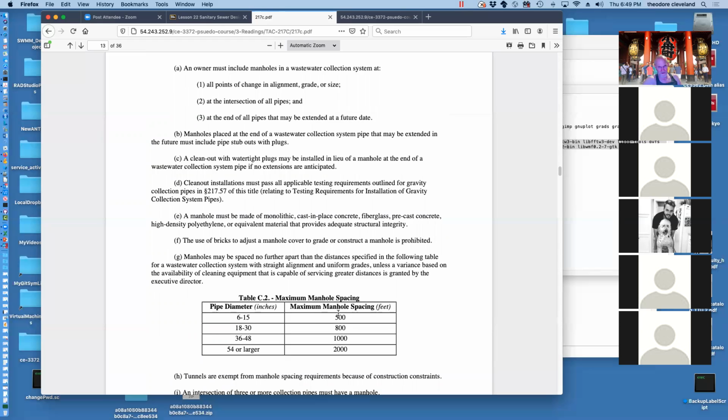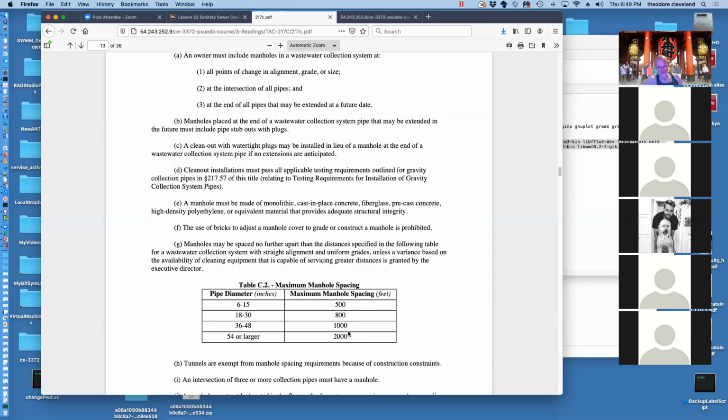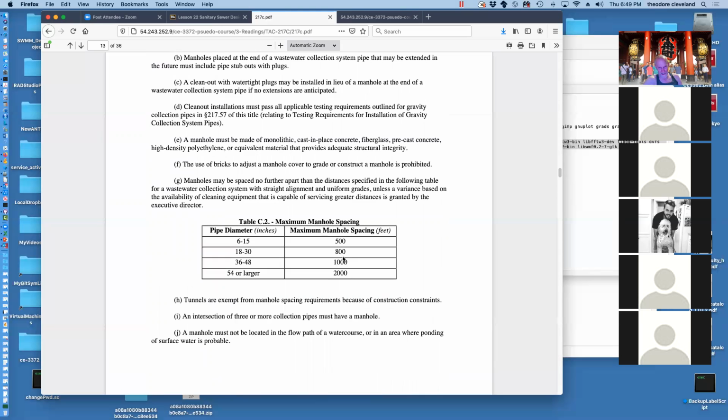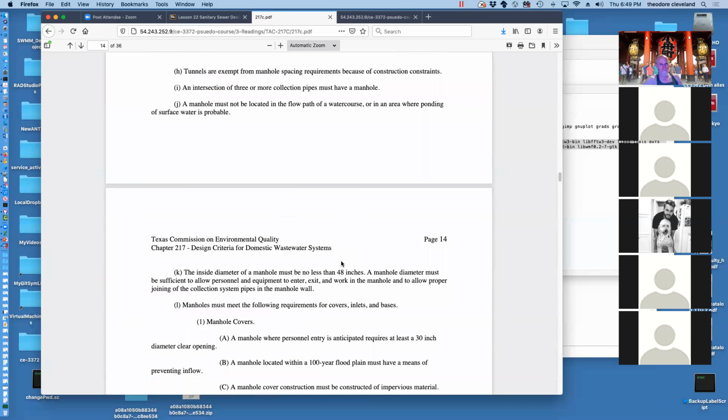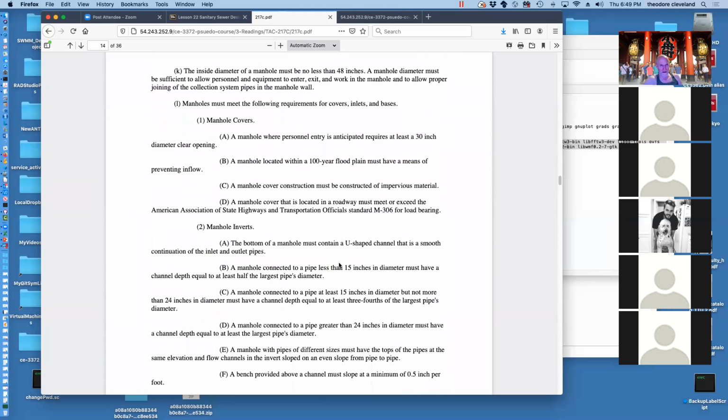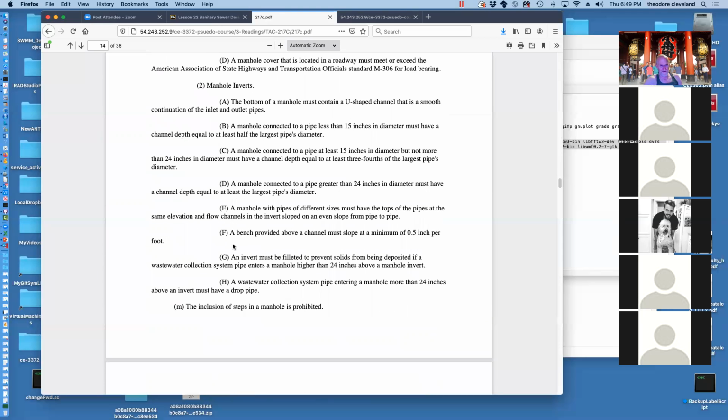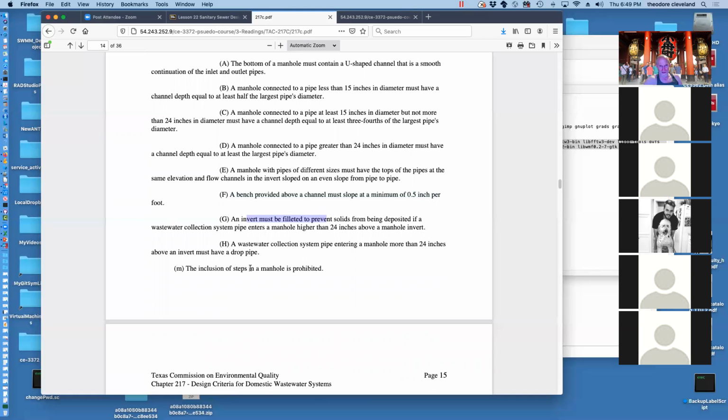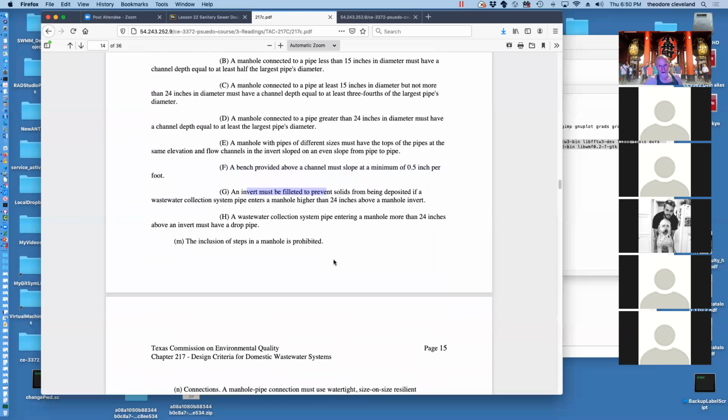Manhole spacing required at the state level is shown in table C2 here. It's slightly different in the Houston document. The spacing is closer in Houston, which is fine. Discuss manhole covers, inverts, and a bench has to be provided. The invert can be filleted to prevent solids from being deposited. If the manhole enters the wastewater collection system greater than 2 feet above the invert, it's required to have a drop pipe.